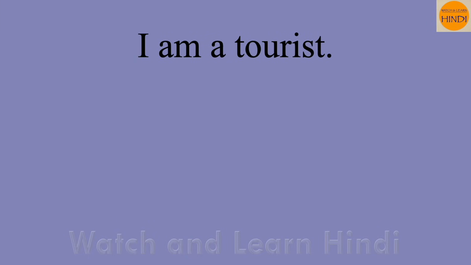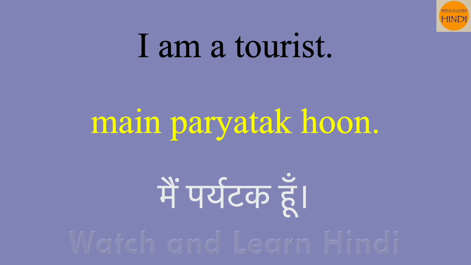I am a tourist. मैं पर्यटक हूँ. Most of the time, when I am is used in English, in Hindi, it is मैं हूँ and then whatever is the rest of the sentence. Here, paryatak means tourist, so I am a tourist is मैं पर्यटक हूँ. Also, in Hindi, you don't have articles such as a and the. So, a tourist is just paryatak. मैं पर्यटक हूँ. I am a tourist.